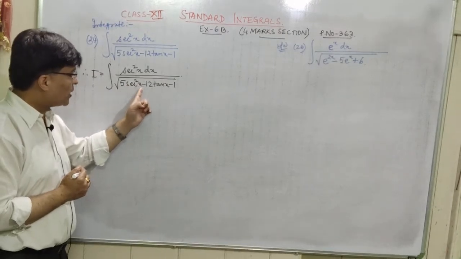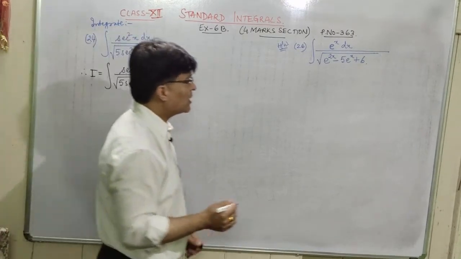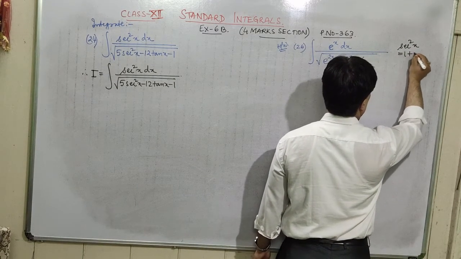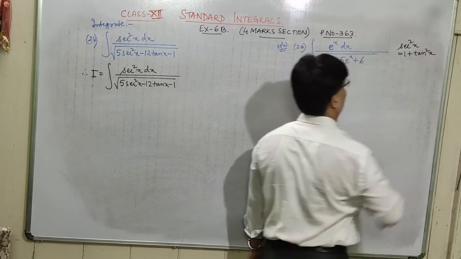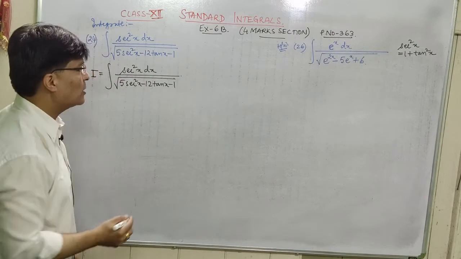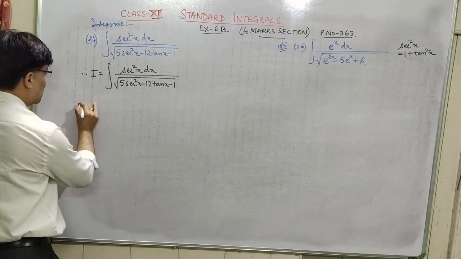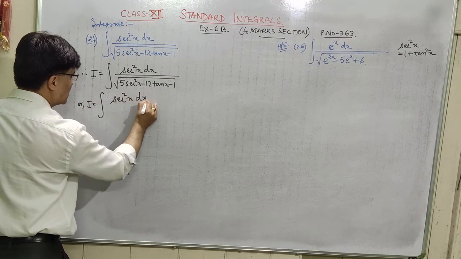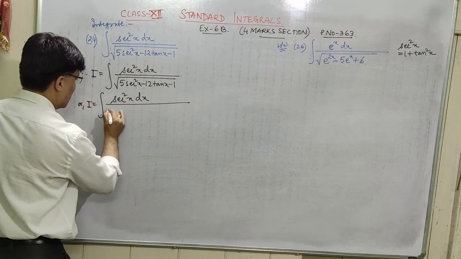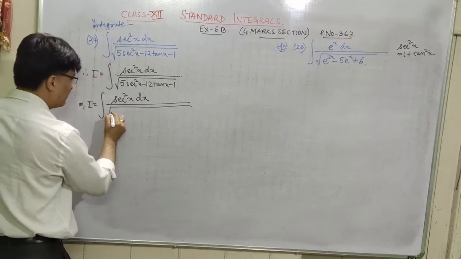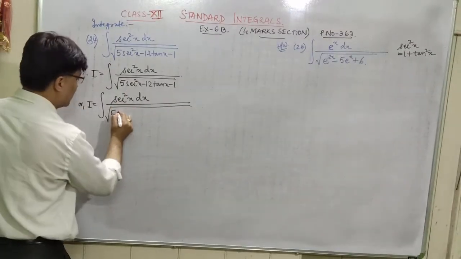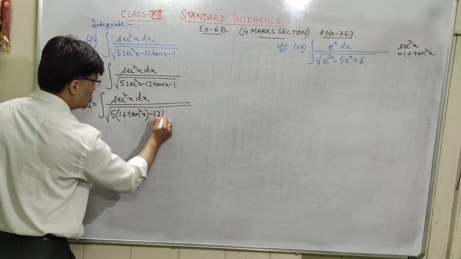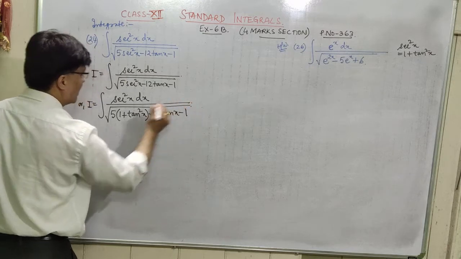Let us convert sec square x in terms of tan x. What is sec square x in terms of tan x? Sec square x is equal to 1 plus tan square x. Okay, so let us write it here now. I is equal to the integration of sec square x dx divided by the square root of 5 into, what is sec square x? It is 1 plus tan square x, so 1 plus tan square x minus 12 tan x, and this is minus 1.